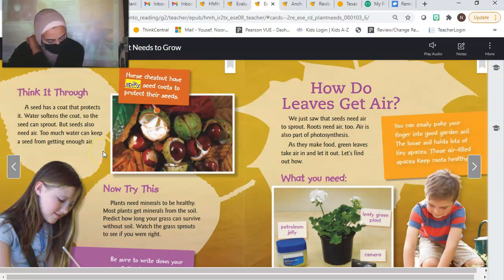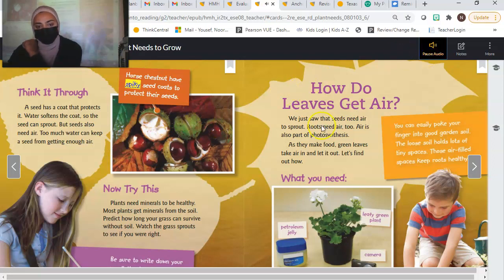What does the author explain? The author explains that seeds need water and air to grow. If it gets too much water, it can keep it from getting enough air. So if you give it too much water, then you can drown it and it's not getting enough air. All right, let's keep reading.